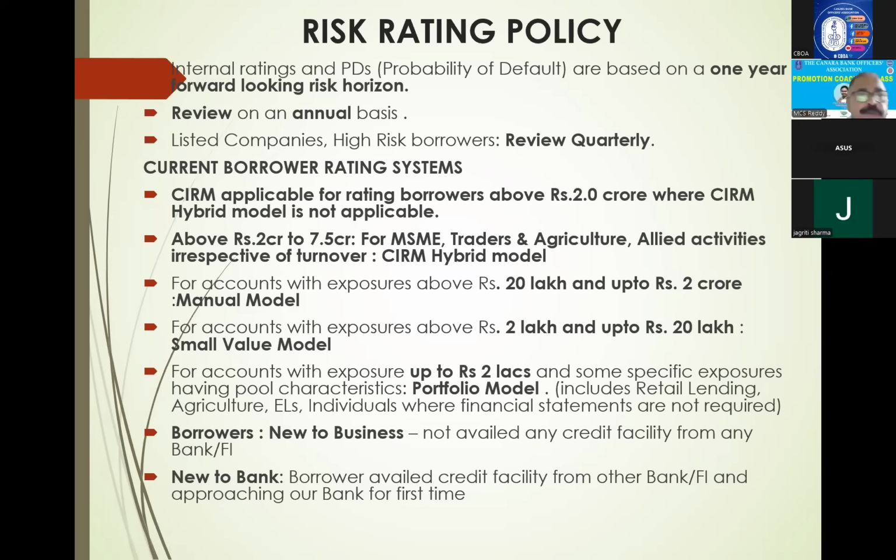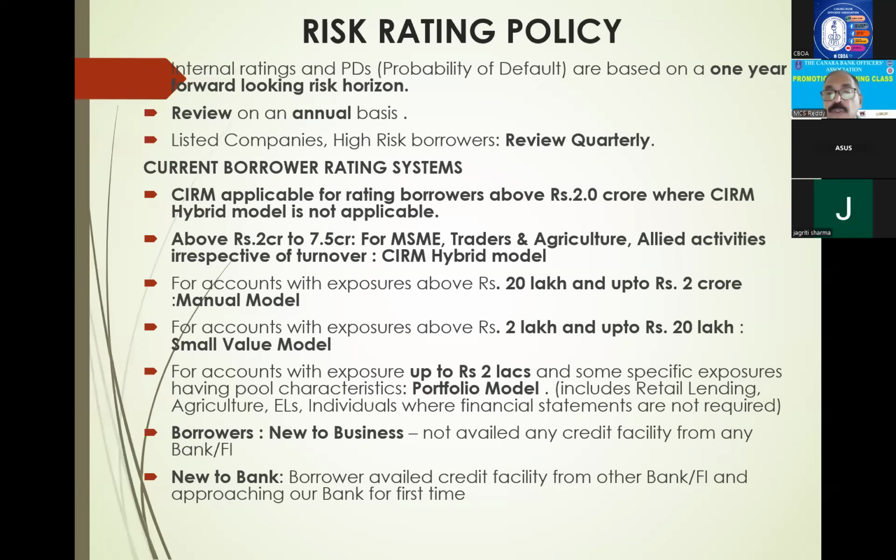Canara internal ratings module. It is applicable for rating of borrowers above 2 crores, where CIRM hybrid model is not applicable. 2 years back, this hybrid model has come. Earlier, above 2 crores, all CIRM only. Now, up to 7.5 crores, hybrid model has come for SME and agriculture. Right? Next, above 2 crores up to 7.5 crores, MSME, traders, and agriculture and allied activities, irrespective of turnover, you have to do under CIRM hybrid model.